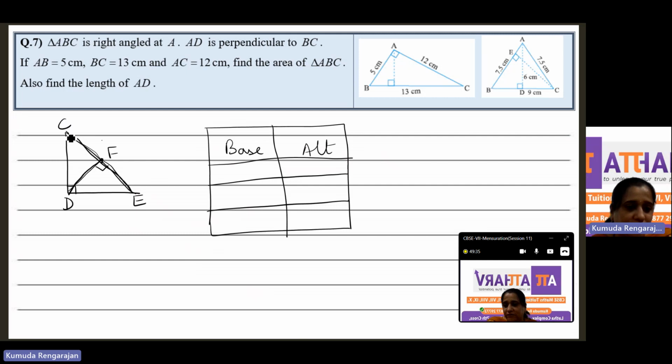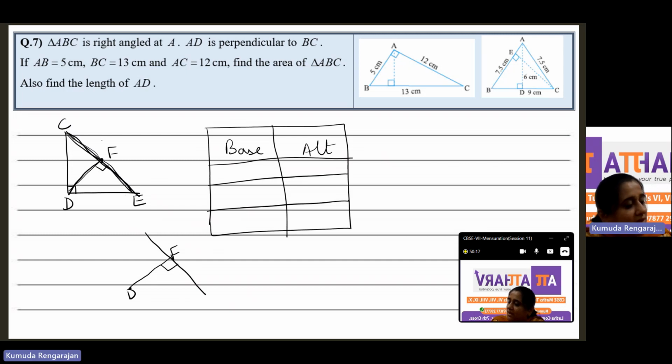See here, if you take CE as the base, tell me the vertex opposite to this. Opposite to this, what is the vertex here? D. From D, there is a line coming like this, right? This one is the altitude. DF is the altitude. It should make 90 degrees with CE. So for base CE, you must write DF is the altitude.